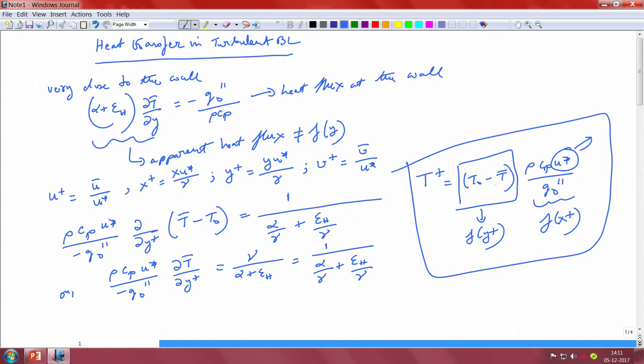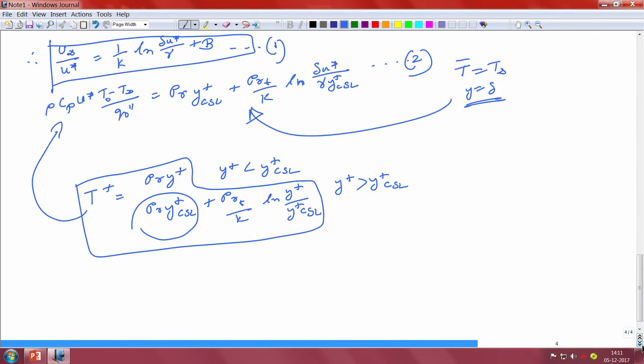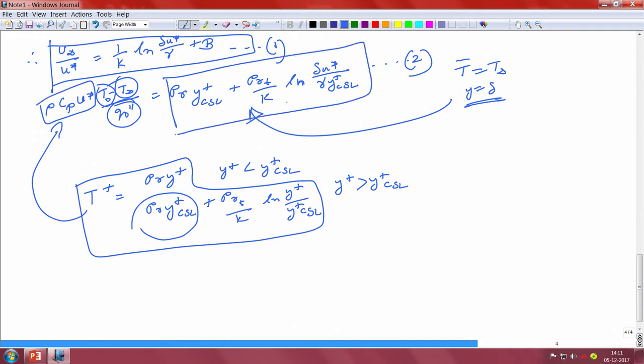The only difference is that T plus evaluated at y equal to delta means that T bar should be equal to T infinity. That is the only change that you will have. So, it is basically T naught minus T infinity, then you divide it by Q naught square, and then on the right hand side you have the full expression.